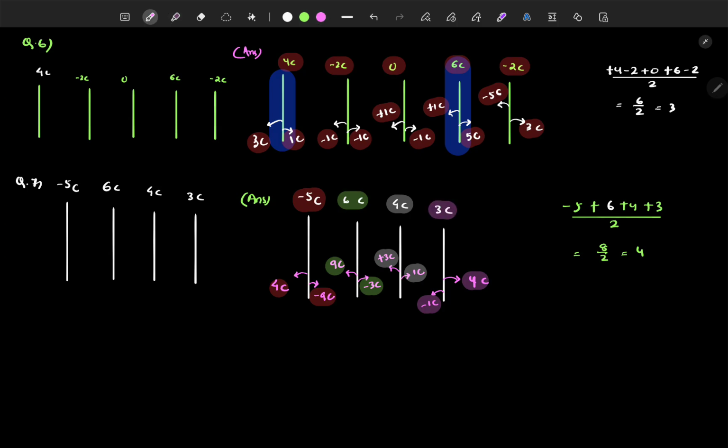So I hope the tricks behind this distribution of charge due to these conducting plates are clear to all of you.